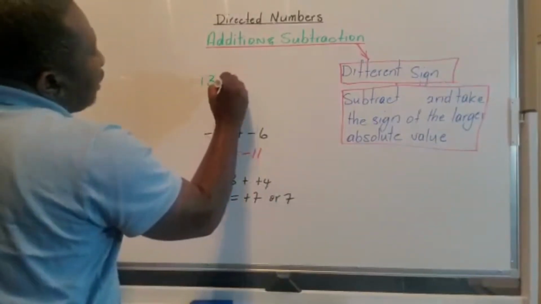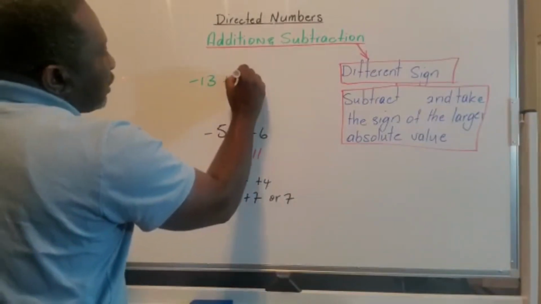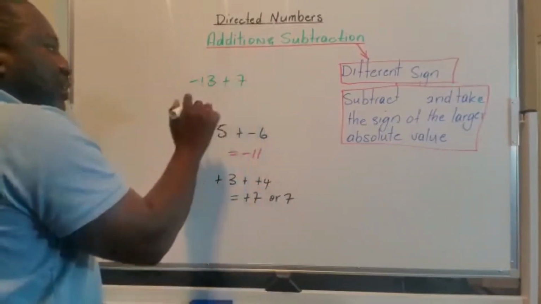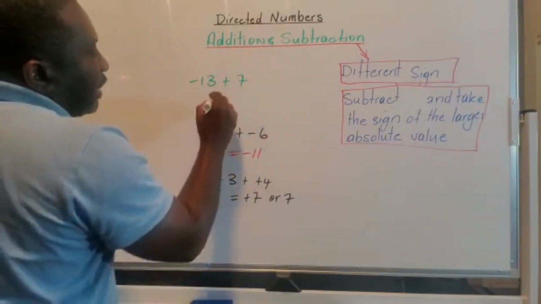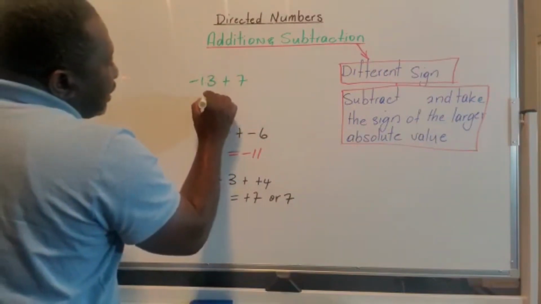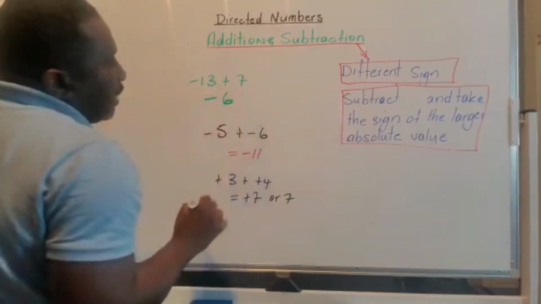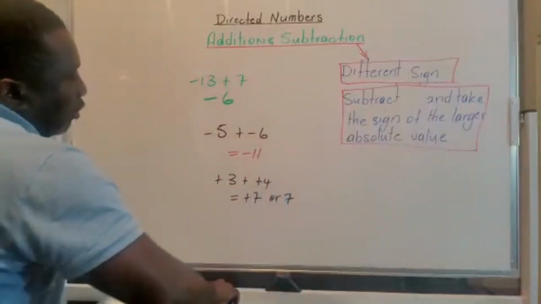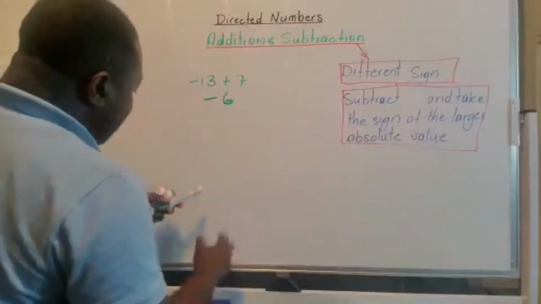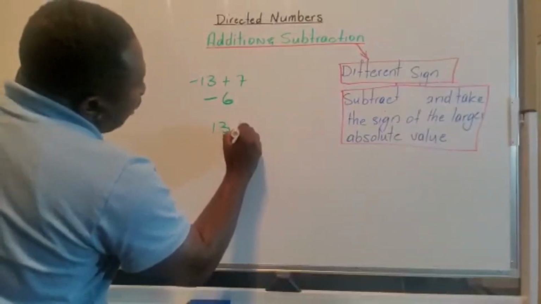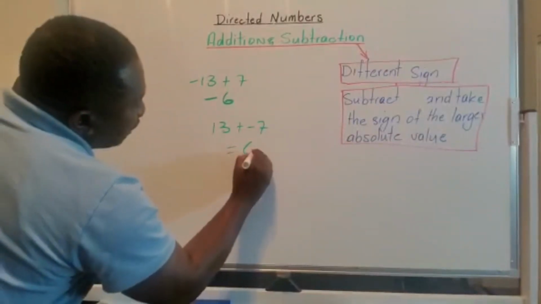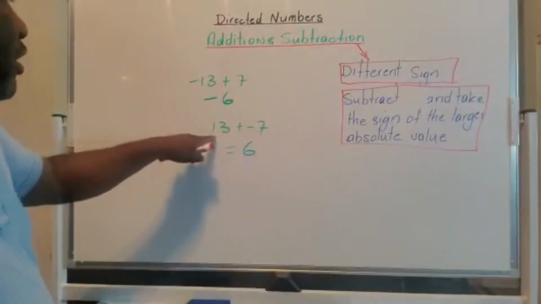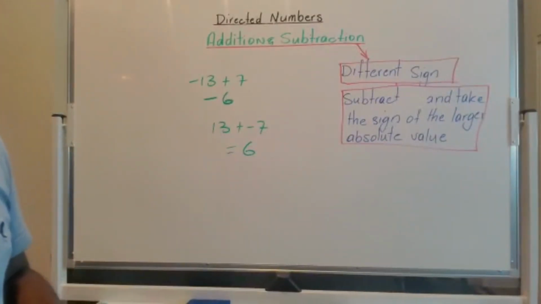So negative 13 plus 7. I'll do subtraction here, which will give us 7 from 13, leave us with 6. In this case, the bigger number being 13, the sign is negative, our answer being negative 6. If it was the other way around, whereas the 13 was positive, positive 13 plus negative 7, in this case, the result will be a positive 6. So we'll do subtraction, keep the sign of the greater absolute value as has been indicated.